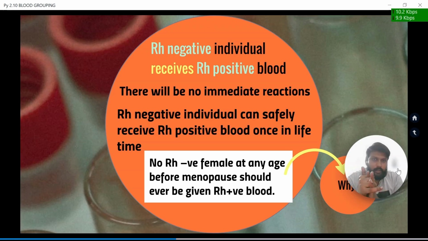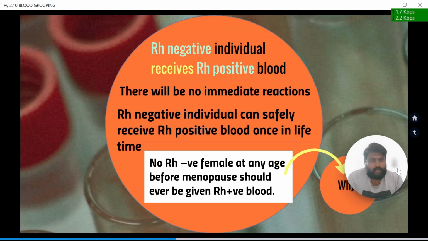If an Rh negative individual is going to receive Rh positive blood, for example an A negative individual receiving A positive blood, immediately there will be no reaction, as long as it was a first transfusion or first-time exposure. Once in a lifetime, an Rh negative individual can safely receive Rh positive blood. But once you are exposed to this antigen, your body will start developing antibodies to it. Now your antibodies are ready. So the second time you receive the same transfusion, you will directly have hemolysis, and that will be severe.